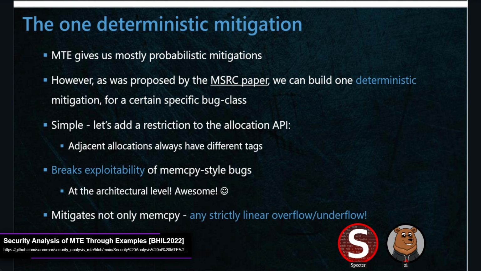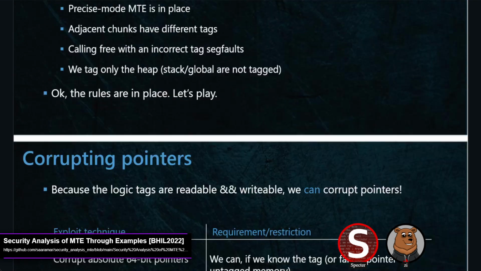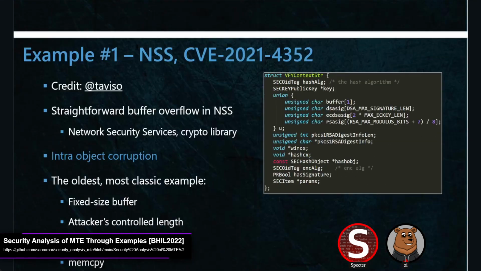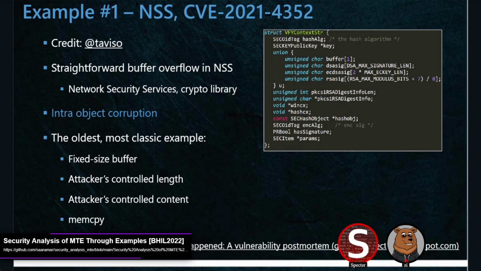So there were a few examples that were covered in the slides that demonstrate some of the bypasses or the techniques that were mentioned in the earlier slides. Example one was from Project Zero and NSS, which was a linear buffer overflow. Again, this focused on that idea that you can just corrupt bytes inside of the same block of bytes.